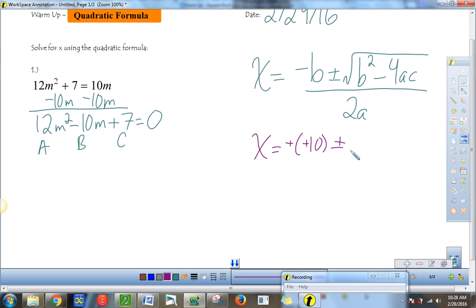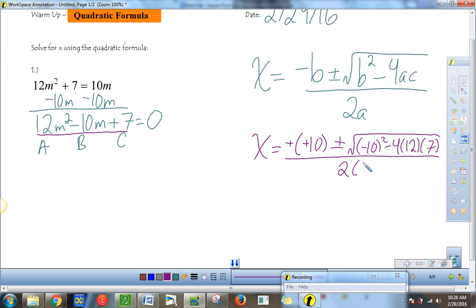Quadratic formula. Yeah. This is standard form when it's written like this. How you like to see it is the standard form. Okay? Alright, square root of b squared, what's my a? 12, and my c? 7, alright, all over 2a.